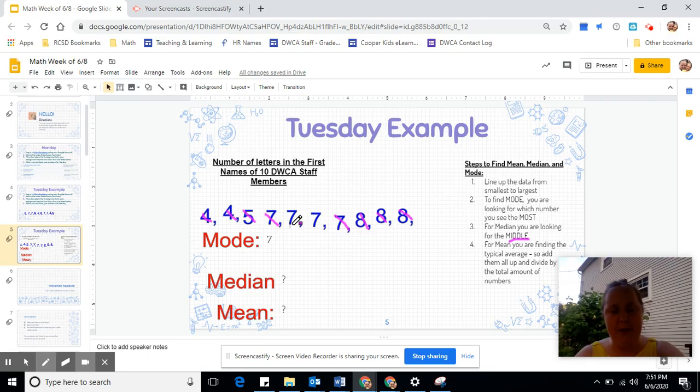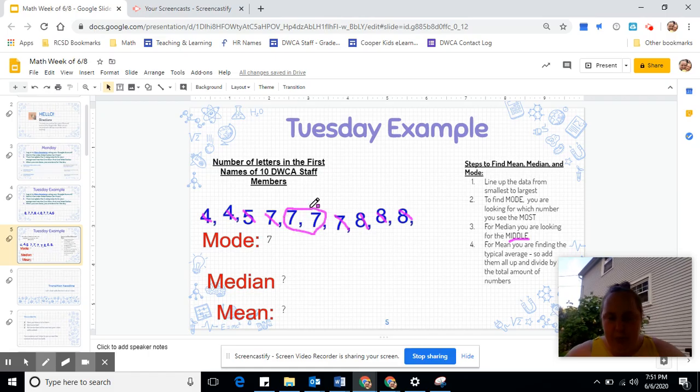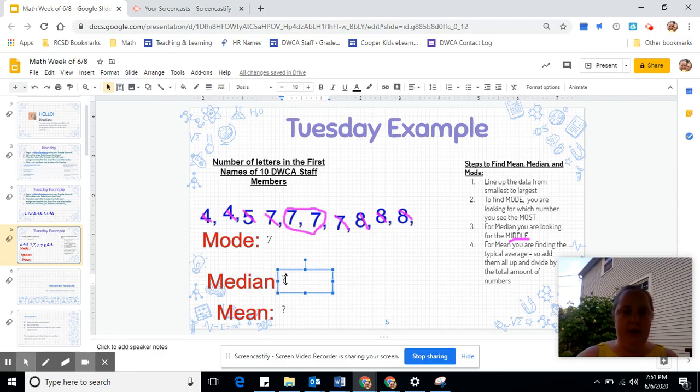Sometimes if you do bottom, top, there'll only be 1 number. That will be the median. In this case, we'd have to find the middle of those 2 numbers, but it's the same number. So again, we know that the median is going to be 7. So the mode and the median are 7 in this particular example.